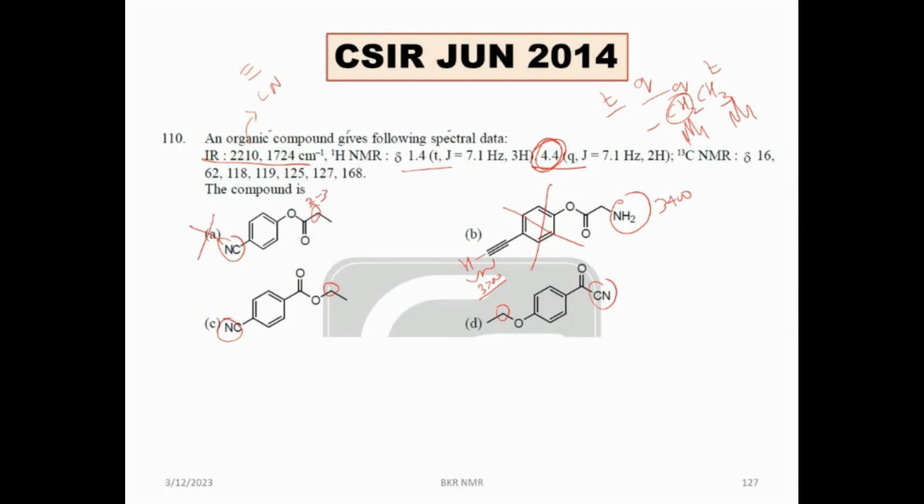Now tell me. Point 4. This cannot be so much de-shielded. So you have a lone pair of electrons here. It is going like this. So this is a plus charge. So highly de-shielded. So when you have O followed by C double bond, that will be highly de-shielded. Not only that, you have electron withdrawing from the other side. So this cannot have a value of 4.4. So the answer is option C.